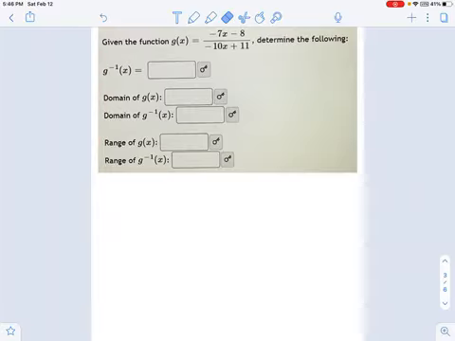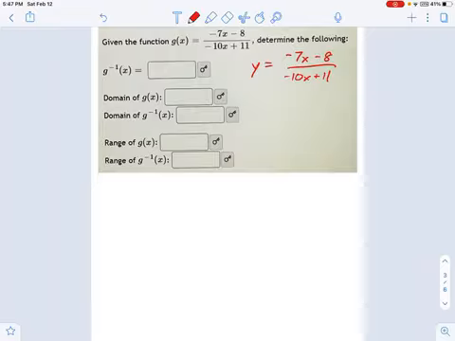So the way we're going to do this is very similar to what we did for linear and cubic functions before. It's a method you can use for any function, which is first, write it in terms of y equals. Say y equals negative 7x minus 8 over negative 10x plus 11. And this would go for a cubic function too. You'd follow the same technique. It's going to get a little nastier with this one because it's irrational.